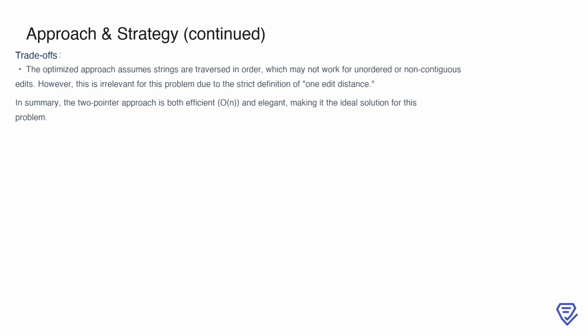In summary, the two-pointer approach is both efficient and elegant. It provides an optimal O(n) solution while adhering to the problem's constraints. By leveraging the structural properties of the strings and ensuring minimal overhead, this method strikes the perfect balance between performance and simplicity, making it the ideal choice for addressing this problem.